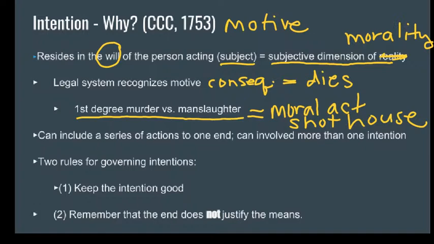So, what if, in the case of one example, first degree murder, I shot my husband who came into the house because I was sick of him and I wanted the insurance money, right? So that would be first degree murder. What if, on the other hand, I shot my husband when he was coming into the house because I thought he was a burglar and I thought that I was going to be killed?